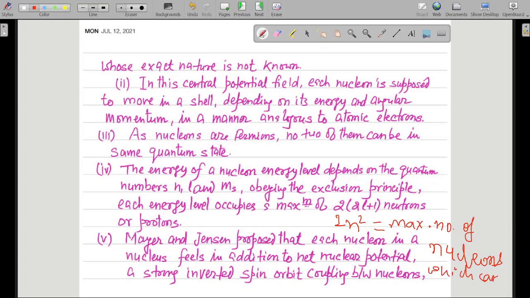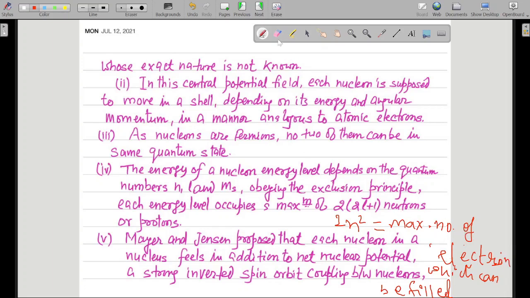So 2n square is the maximum number of electrons, not nucleons, that can be filled in a shell.